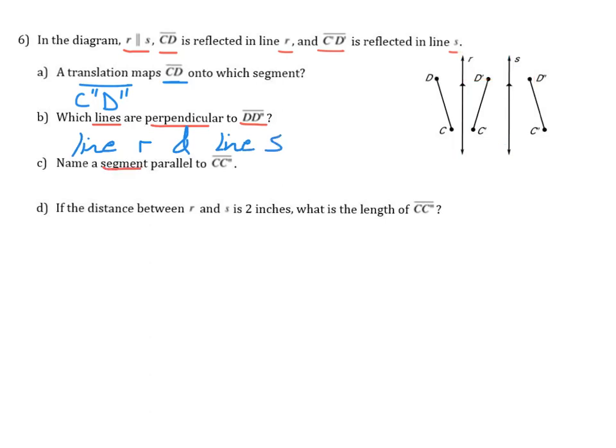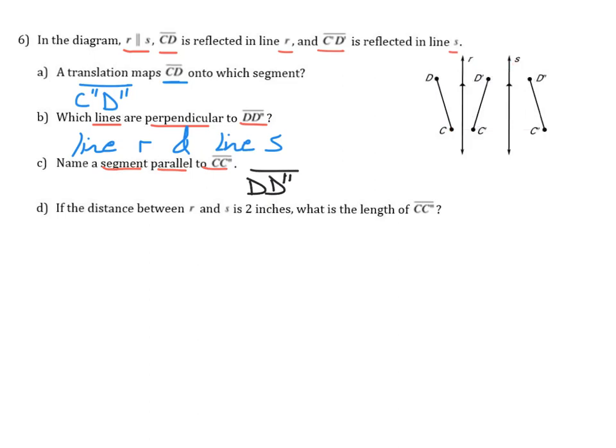Next, they want a segment that's parallel to C to C double prime. So obviously it's not going to be line S or line R because that intersects that segment, but it looks like the segment that we were focused on earlier, D to D double prime, it looks like these two segments are going to be parallel. All right? Because if you think about it, they're both perpendicular to those parallel lines. So my answer is going to be D double prime.